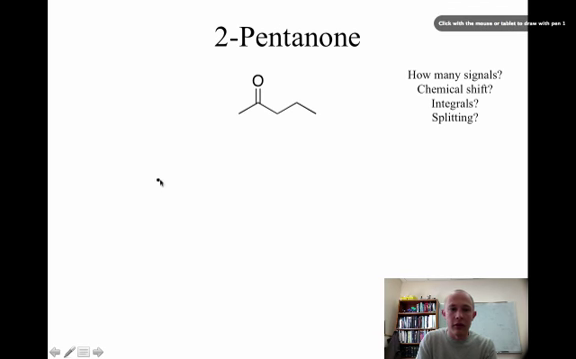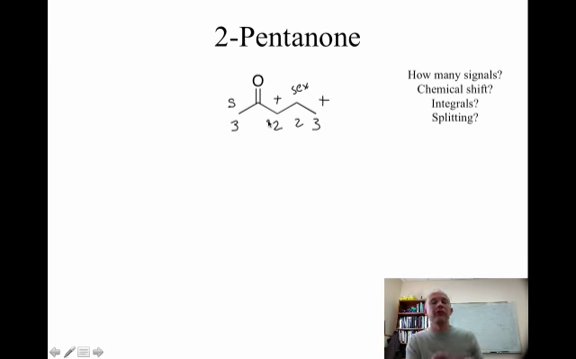Let's talk about integrals. We have 3 hydrogens here, so we'd expect an integration of 3 to 2 to 2 to 3. The splitting is the most important thing. This is next to a carbon bearing no hydrogens, so this would be a singlet. This is next to a carbon bearing 2 hydrogens, so we'd expect a triplet here. This is next to 5 hydrogens, so we would expect a sextet here, and this is next to a carbon bearing 2 hydrogens, so we'd expect a triplet. So we should see a singlet, triplet, sextet, triplet.